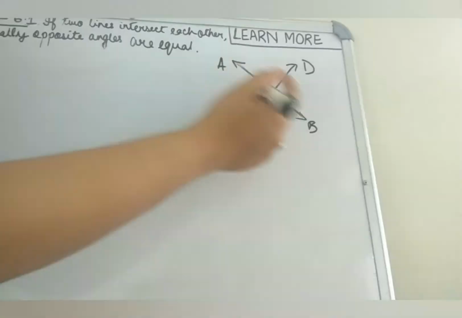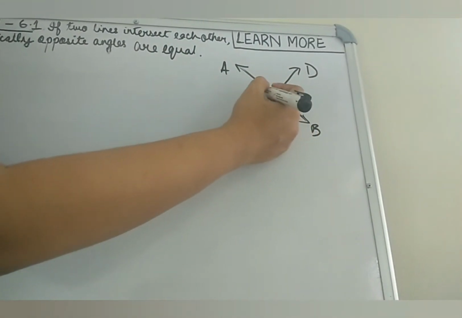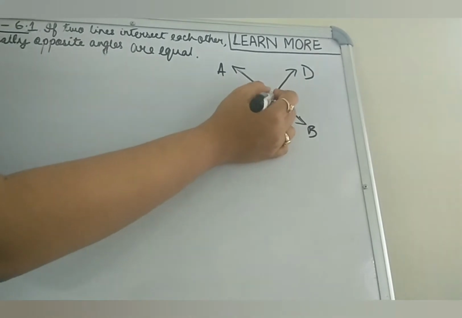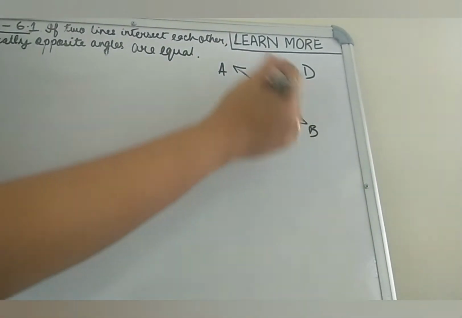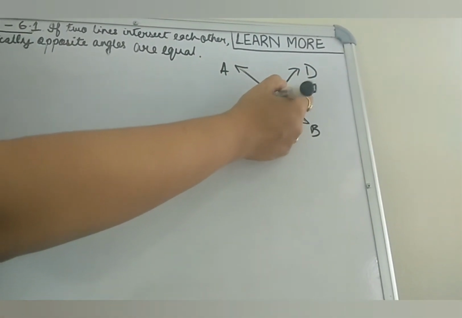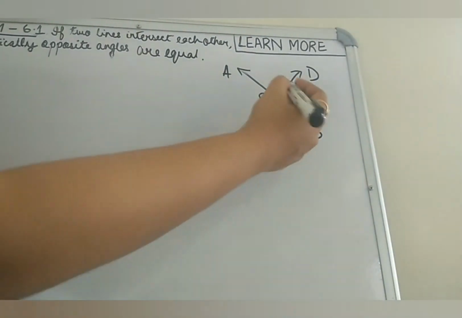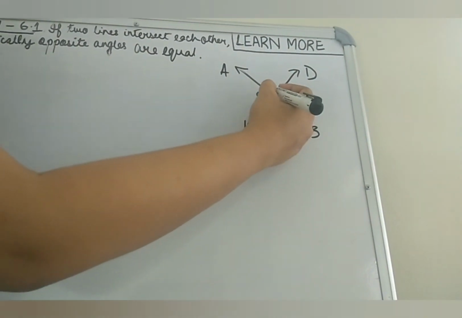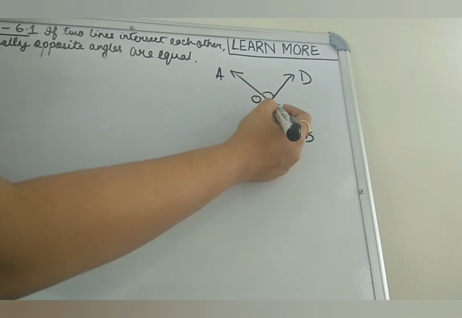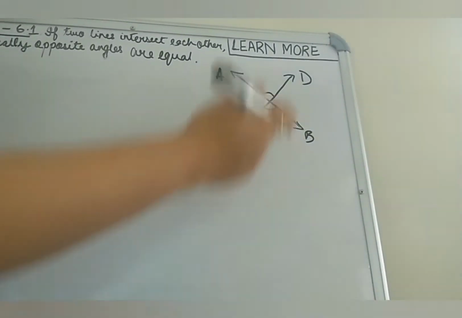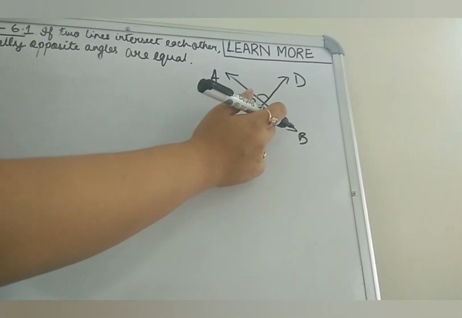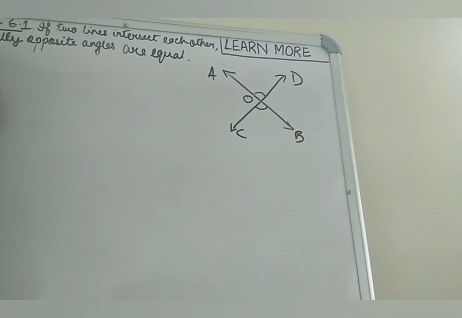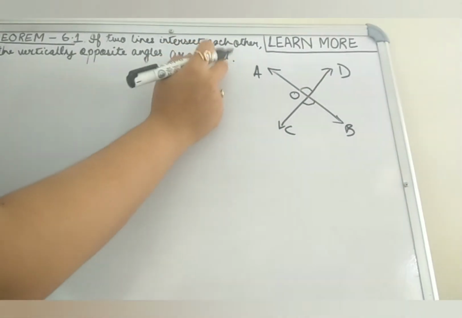Then the vertically opposite angles. Which will be the vertically opposite angles? Now this is the point O, the point where these two lines are intersecting. The vertically opposite angles are AOD and COB. These are the vertically opposite angles. So here it is given that vertically opposite angles are equal.